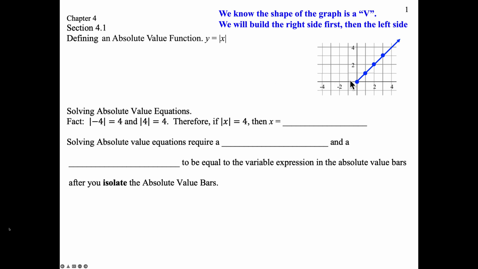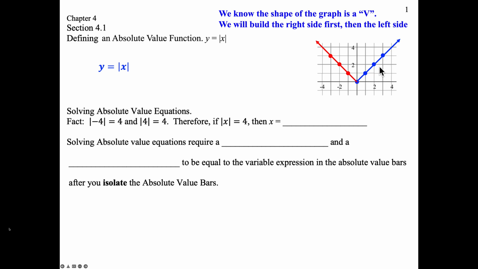Now if we test the left side, absolute value of -1 is a positive 1, so we'll have a point here. Absolute value of -2 is 2. Absolute value of -3 is 3. And there's the left side. So this graph has what we call a sharp corner. And my absolute value function can be redefined because technically I have two linear functions here.